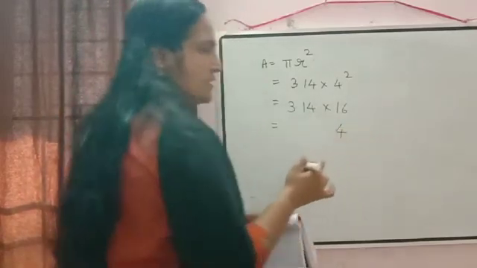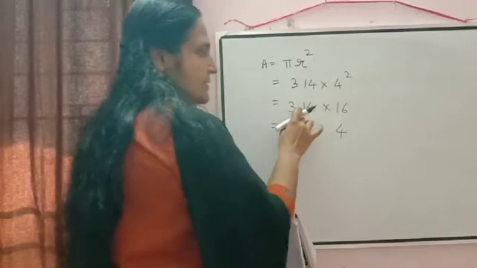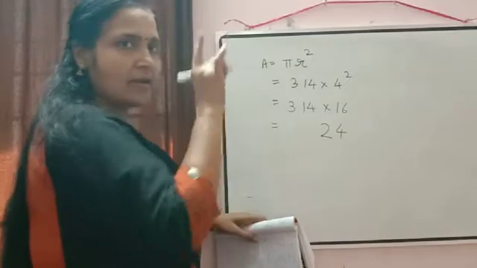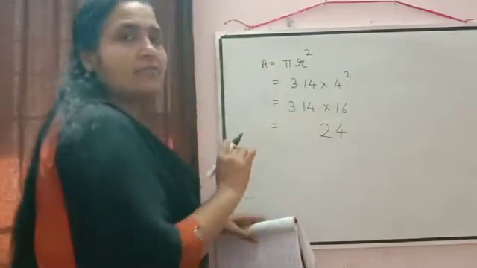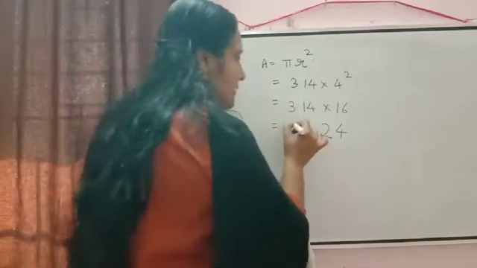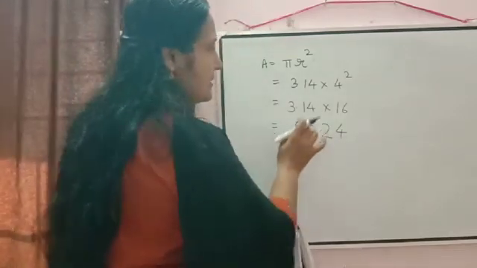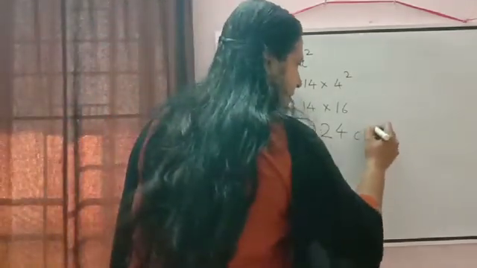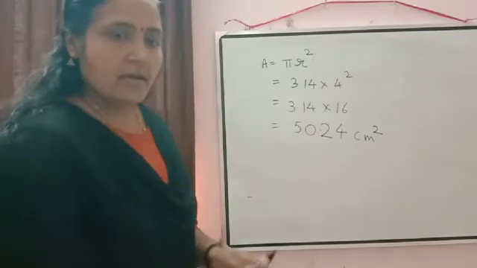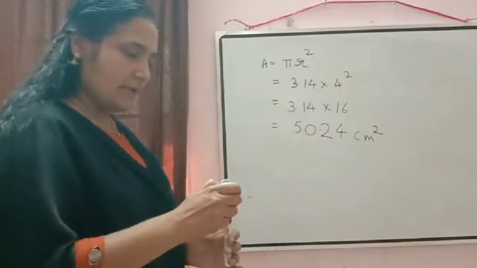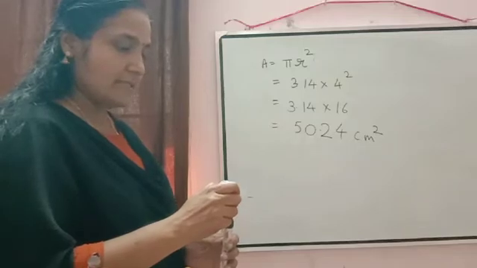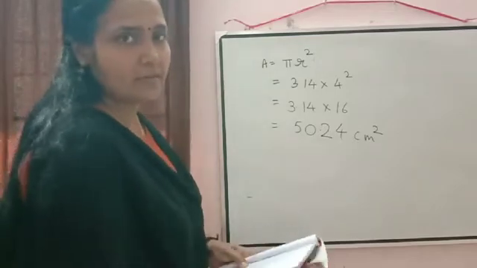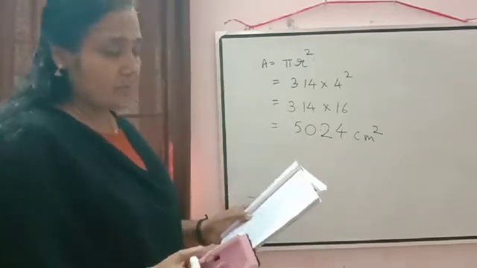16 4s are 64, carry over 6. 16 1s are 16, 16 plus 6 will be equal to 22. Carry over 2. 16 3s are 48, 48 plus 2 will be equal to 50. And then decimal sign after 2 digits. So 50.24 centimeter square. So here also, if you know the multiplication table till 20, then calculations will be easy for you. Okay, so better try to learn the multiplication table also and squares of the numbers till 20.